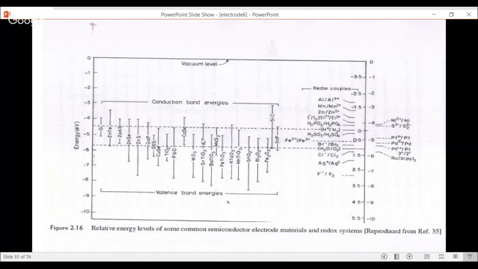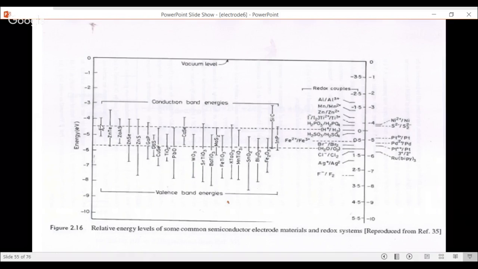I hope you are able to see what is representative here. The conduction band is more negative with respect to hydrogen evolution potential. The valence band is more positive with respect to oxygen evolution potential. A few semiconductors are shown, for example silicon. For silicon, the conduction band edge is more negative with respect to hydrogen evolution potential. The valence band potential is not more positive with respect to oxygen evolution.